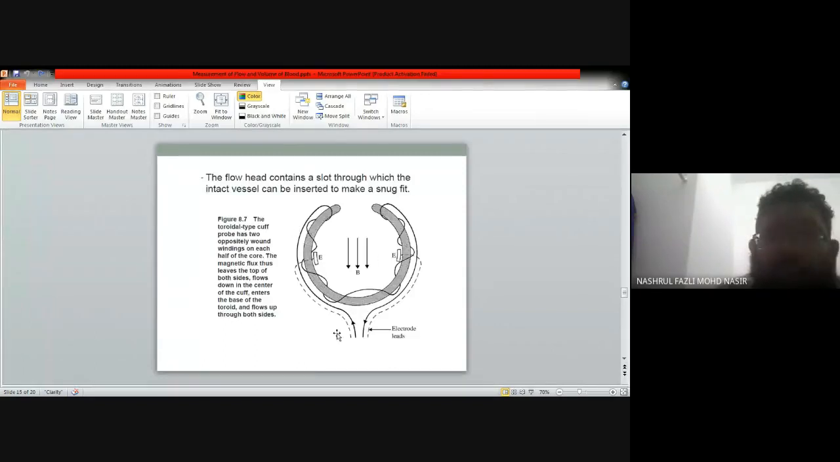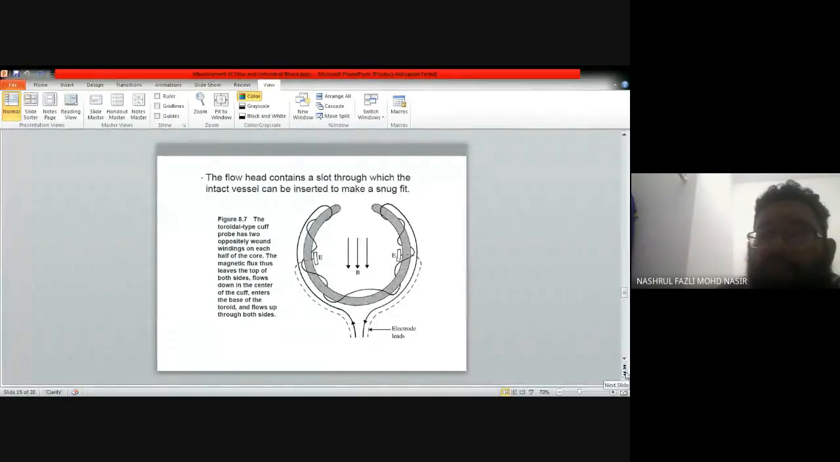So this is the probe. The flow head contains a slot through which the intact vessel can be inserted. The toroidal cuff, so this is the shape of it, has two opposite wound windings, one on each half of the core. The magnetic flux thus leaves the top of both sides, flows down in the center of the cuff, enters the base of the toroid, and flows up to both of the sides. So this is how it looks.